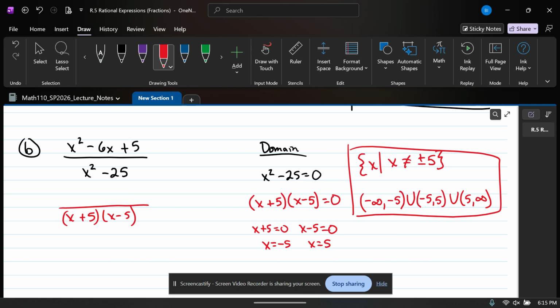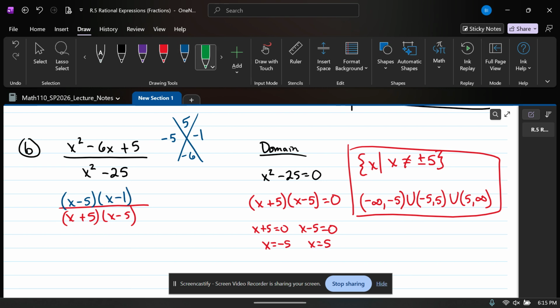Okay. So multiply to be 5 and add to be negative 6. 5 times 1 is 5. 5 plus 1 is positive 6. Yeah, get your sign. The signs are important. So negative 5, negative 1. So that's going to be x minus 5 and x minus 1.